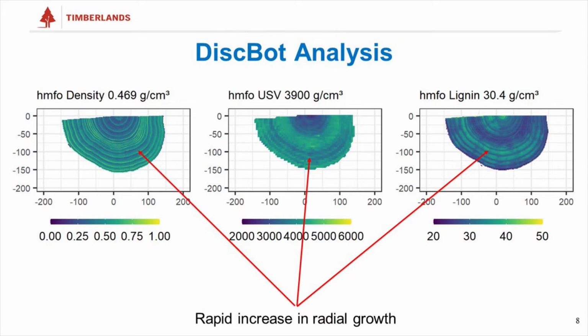What it does show is the rapid increase in growth was accompanied by the production of a large amount of compression wood, which has lower stiffness as seen in the middle plot and higher lignin content as shown in the plot on the right. Fortunately, this was not a common occurrence, but it does serve to illustrate what rapid changes in competition may do to wood properties.